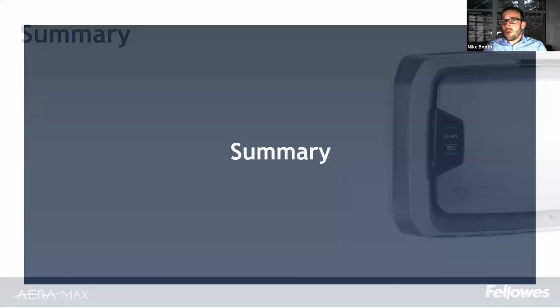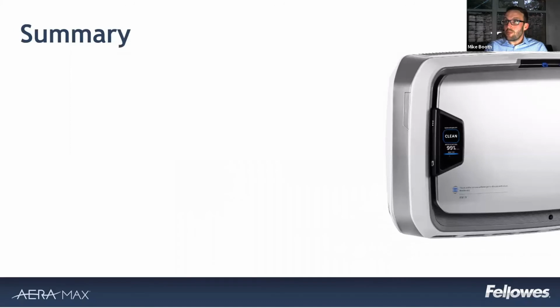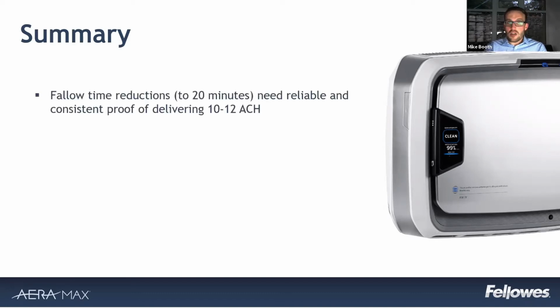So the only thing I want to do here was really wrap up some of the key points that we've gone through. I'm conscious we've gone through a lot, so hopefully there's been some value as we've gone through this content at different stages for our audience tonight. But just in summary, to recap on these fallow reductions, in order to satisfy the need to get to that 20-minute fallow period, you need reliable and consistent proof of being able to deliver that 10 to 12 air change per hour solution.